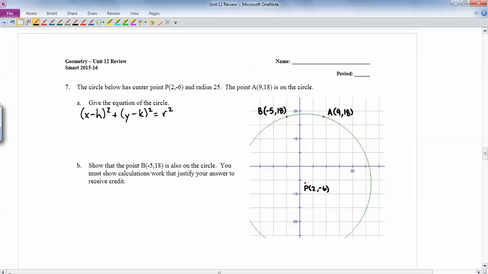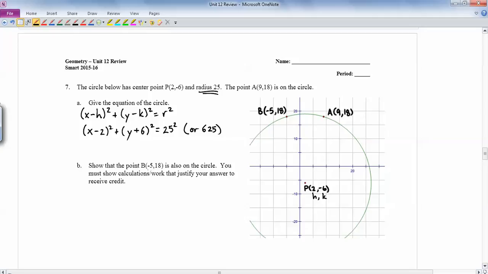Well, they tell us the radius is 25, so this is going to be 25 squared. And the center point is (2, -6), so h and k are the 2 and the -6. So this is going to be (x - 2)² + (y - (-6))², so (y + 6)², equals r squared, which is 25 squared. And if you prefer, you could switch out the 25 squared for 625.